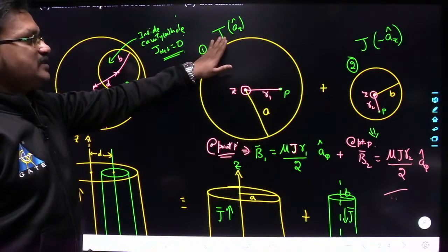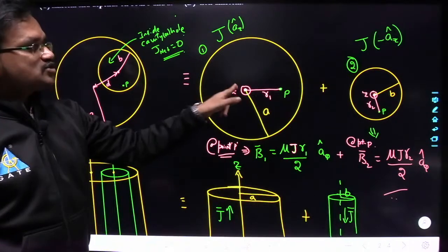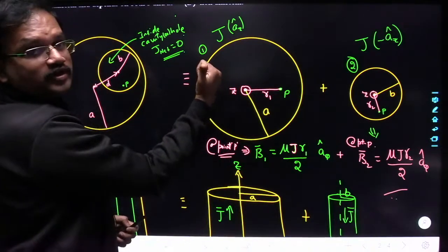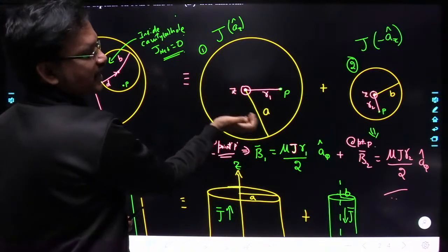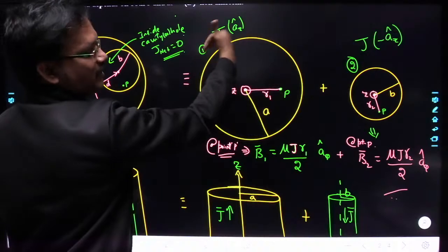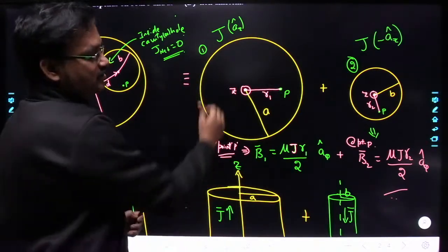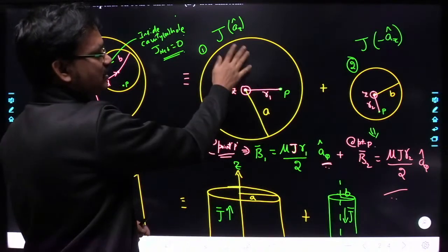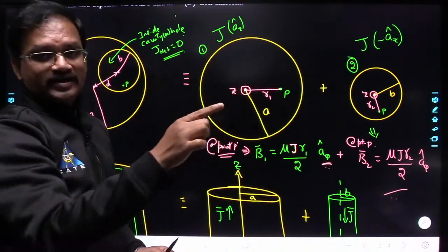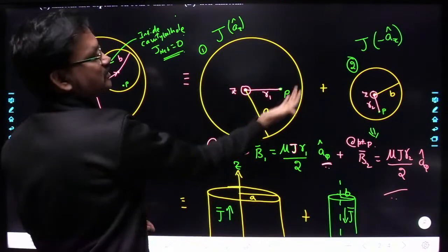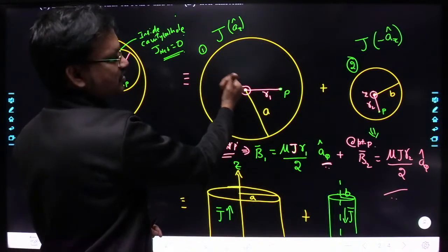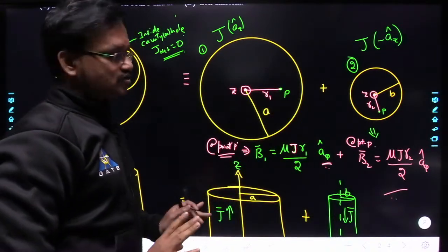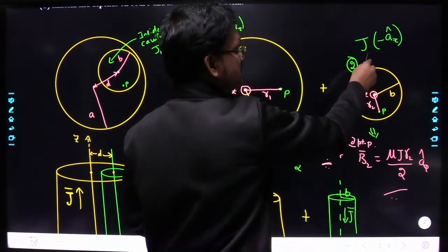Now here the current density is pointing in which direction? It is pointing out of the board, in the Az cap direction. If the current is flowing out of the board, then what must be the direction of the B field? The B field is going to circulate in anti-clockwise direction, that means in the A5 cap direction. So if the current is flowing in positive Z direction, the B field circulates anti-clockwise, in the A5 cap direction. Understood?